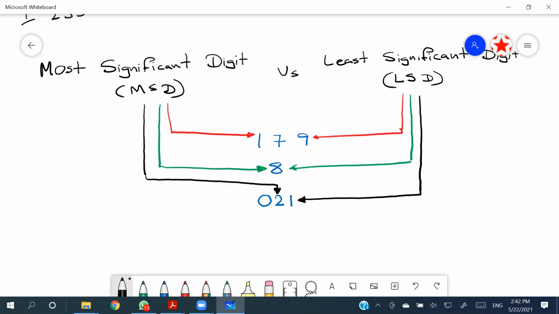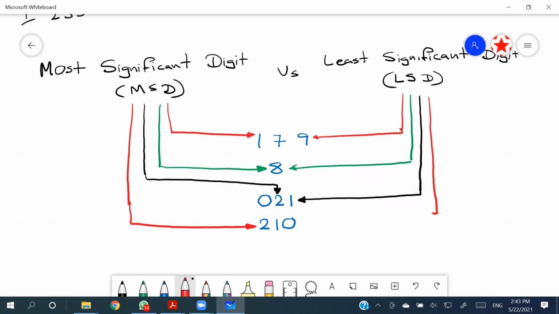And if you consider something like 210, the most significant digit is the leftmost value, and the least significant digit is still the rightmost value.